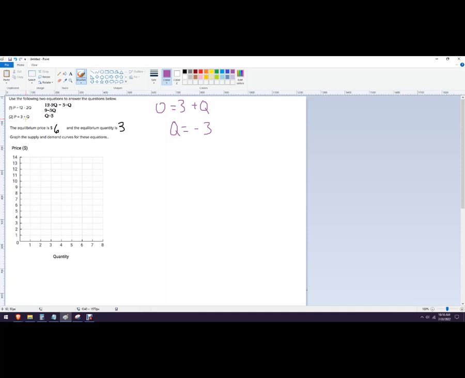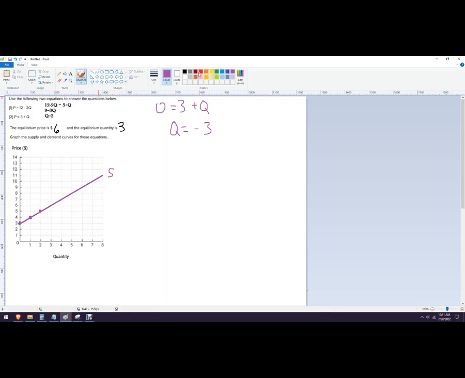But what if the quantity is 0, what will be the price? Then you just put in 0 there, and p equals 3. If q is 1, the price has to be 4. If the quantity is 2, the price has to be 5. So this is going to go up in a linear fashion, and you can just draw the supply curve just like that. And that's the supply curve.